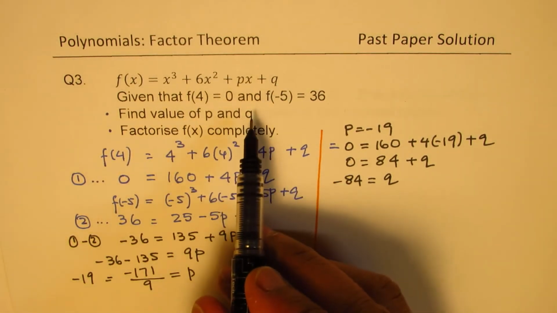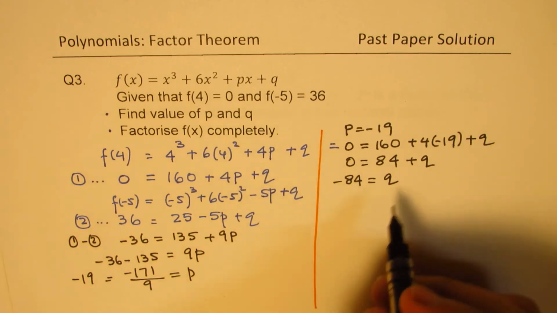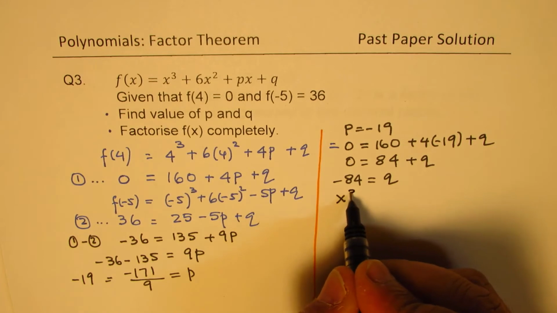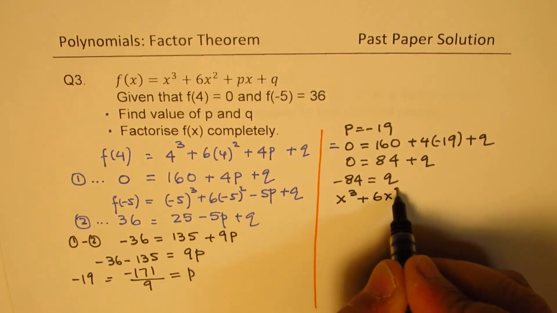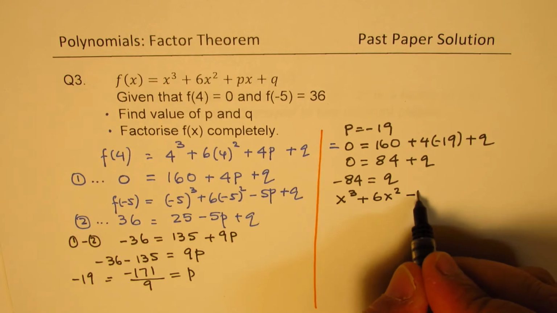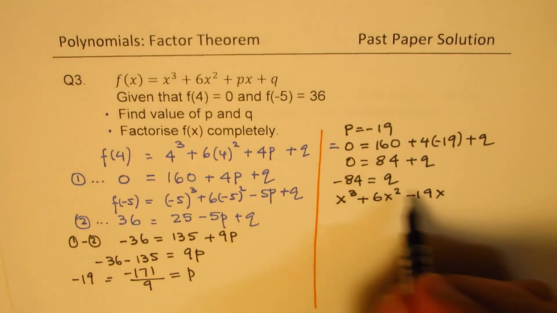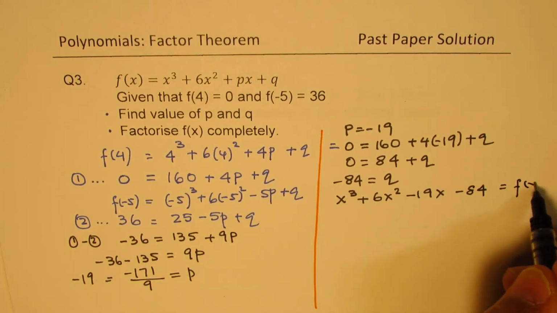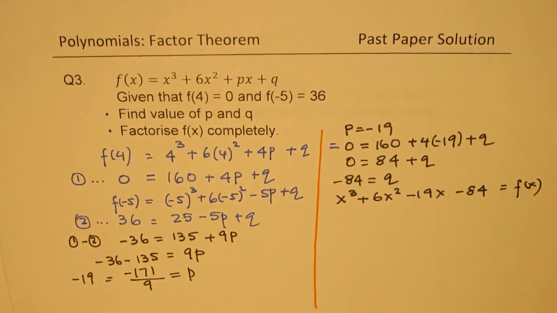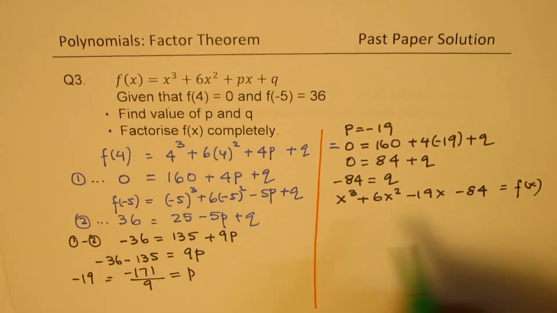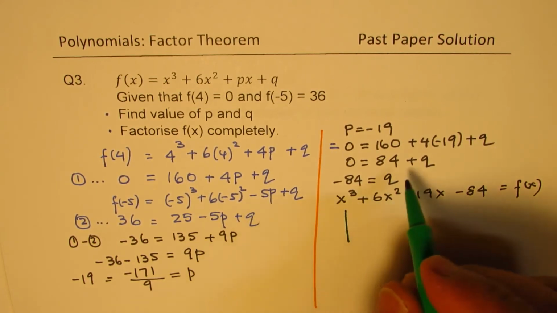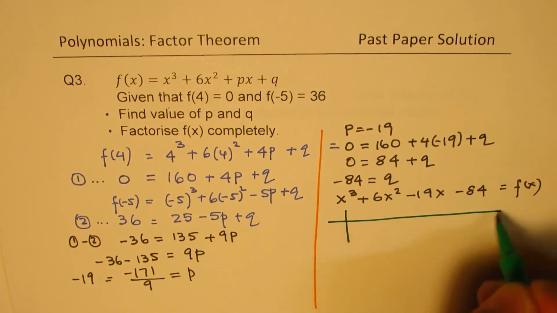Now let's rewrite the equation, which is x cubed plus 6x squared, now p is minus 19x and q is minus 84. So that is f of x. Clear? We need to factorize this. We already know that f of 4 is 0, so let me do synthetic division here and then we will find the solution.